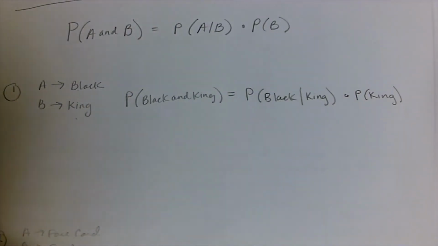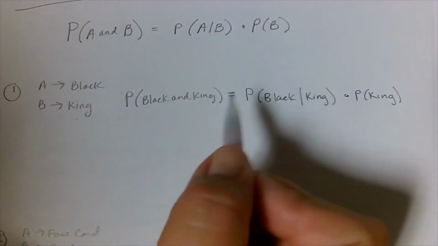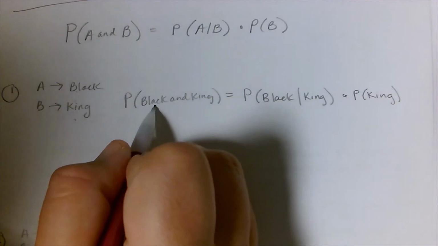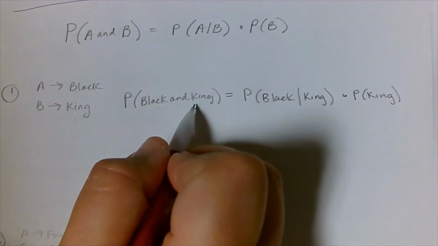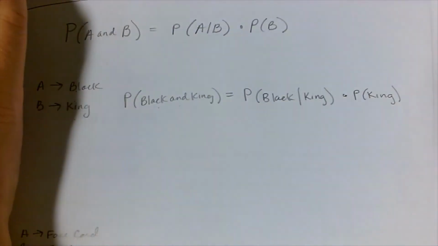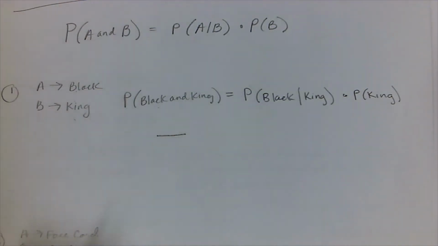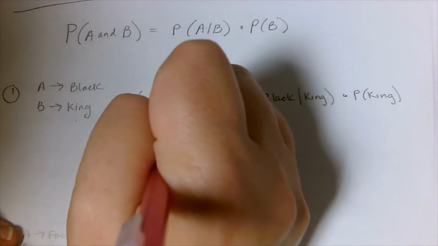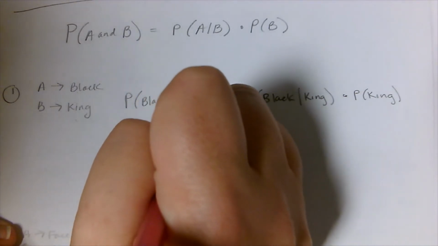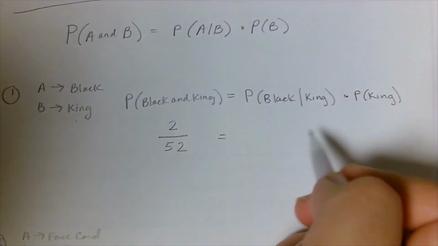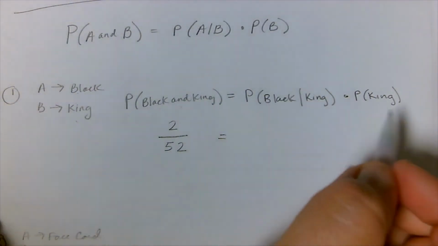So looking at these probabilities, I'm going to calculate each of them individually, and we're going to see if this side equals this side. So the probability of being a black card that is also a king. There's a king of spades and a king of clubs. So there are two cards, a card that is a spade that's a king and a card that is a club that's a king. So there's two kings that are black out of the whole deck, which is 52 cards. So I want to see if 2 out of 52 is equal to these two probabilities multiplied. So let's calculate them both out.